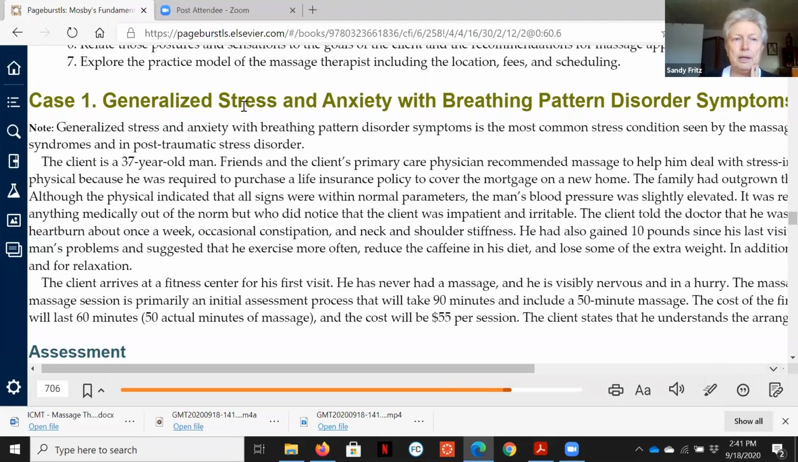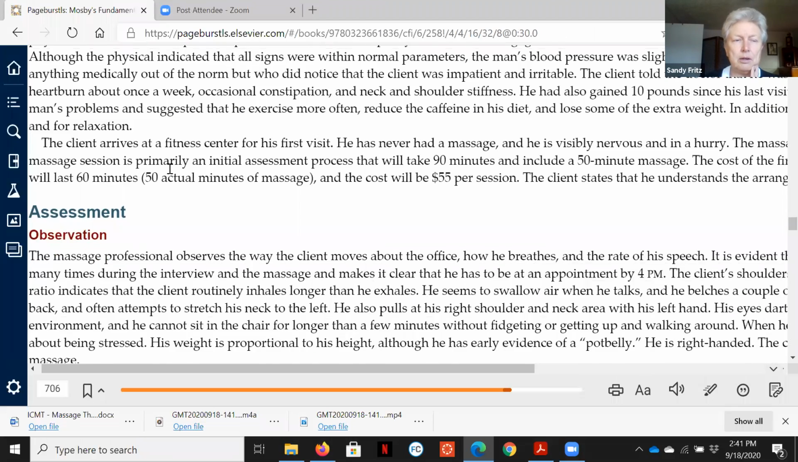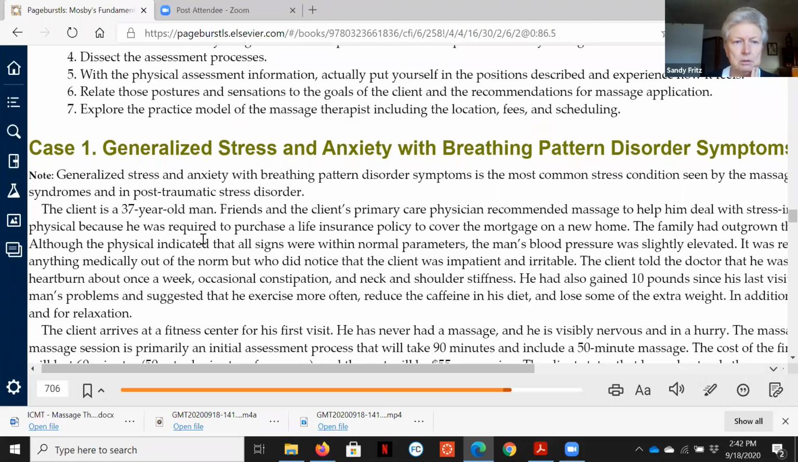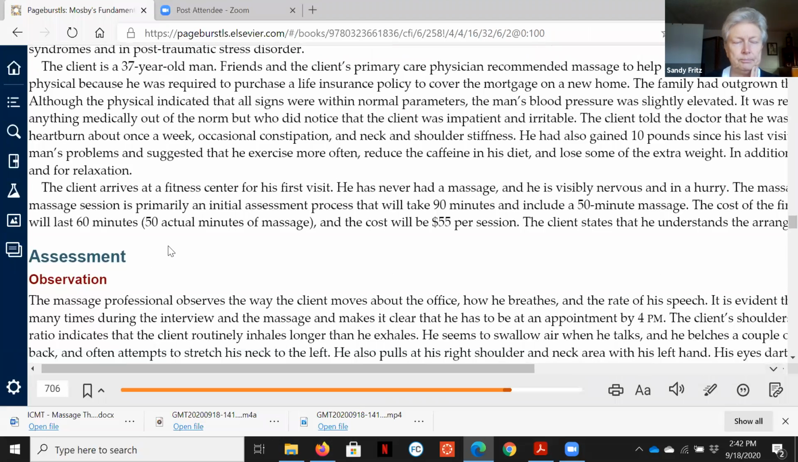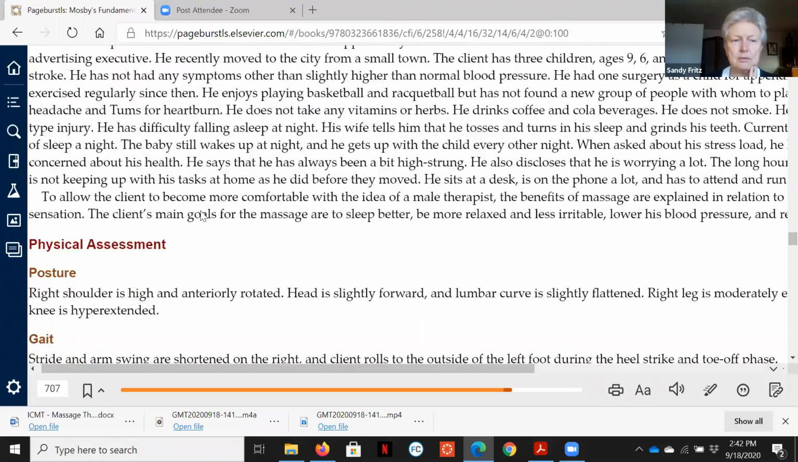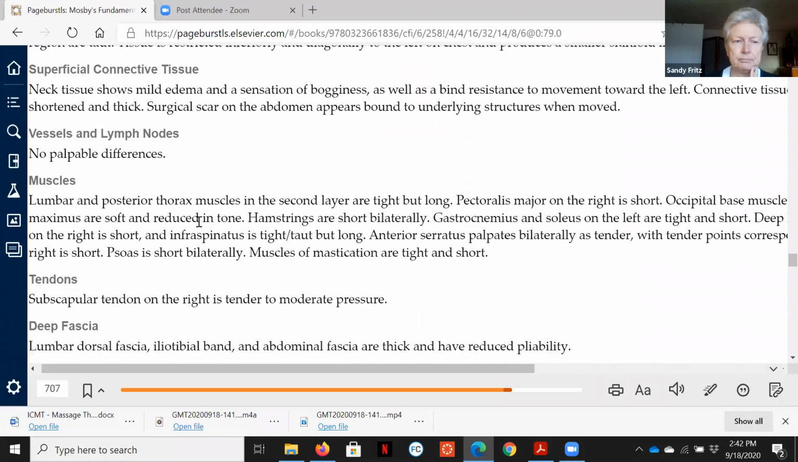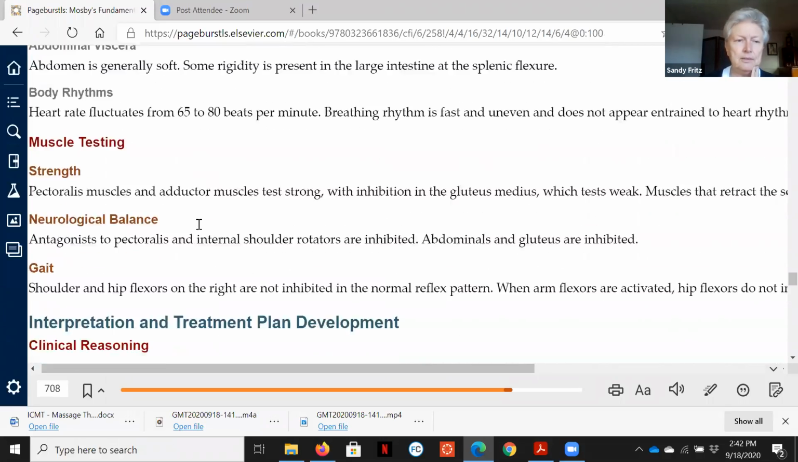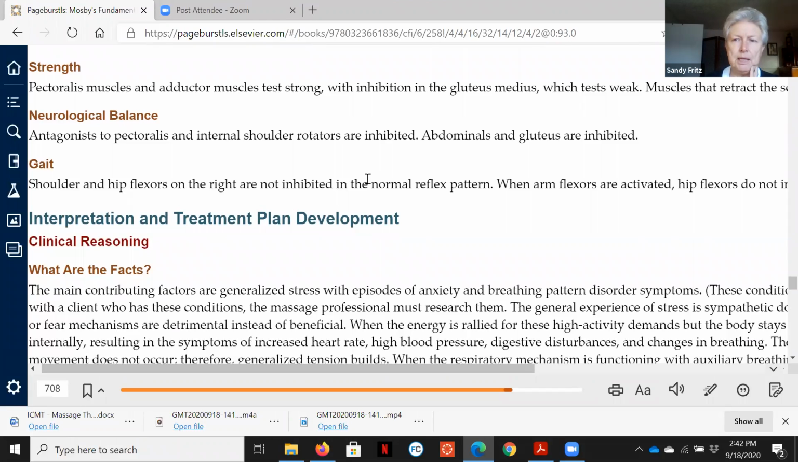So here's the first case. And here is the general story about this gentleman and what's going on in his world. And then here's what was pulled apart in the assessment process. And you need to stop and go, well, what does that all mean? So that's what this part is.